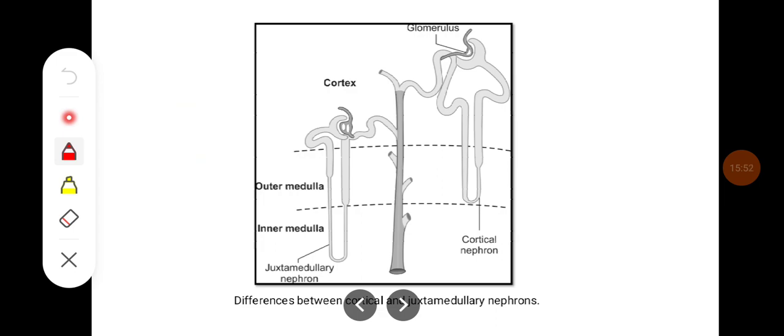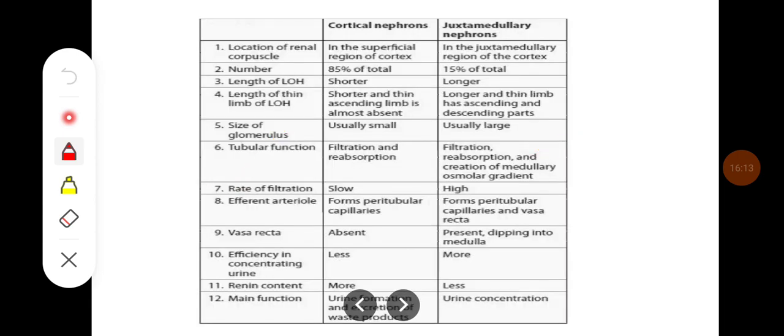So this is the diagram showing the cortical and the juxtamedullary nephrons. This is the cortical nephron and this is the juxtamedullary nephron. You can see the loop of Henle is restricted to the cortex, whereas in the juxtamedullary nephron, the loop of Henle descends down into the inner medulla. These are some of the differences between cortical and juxtamedullary nephrons.